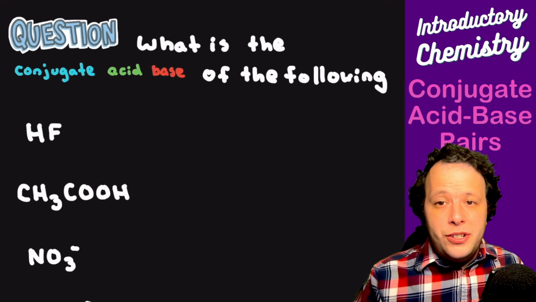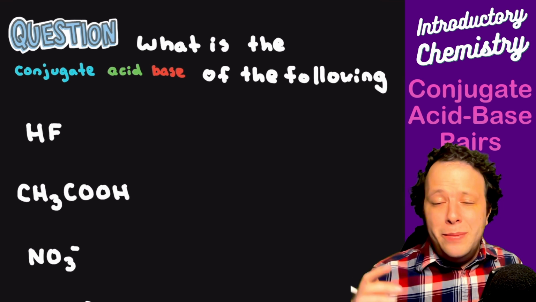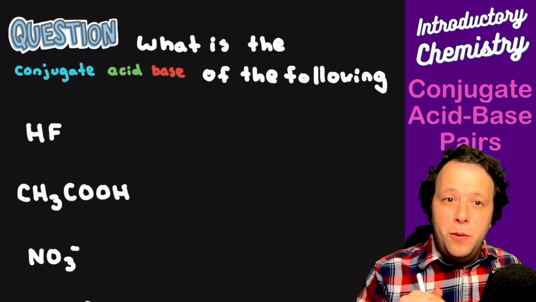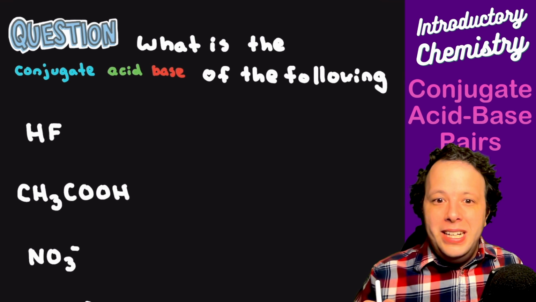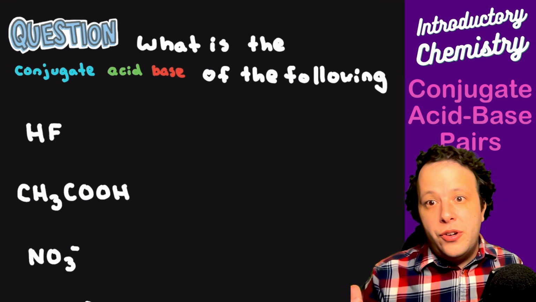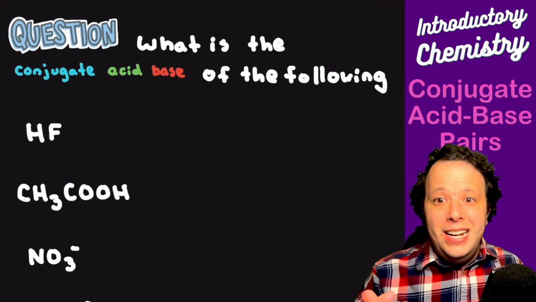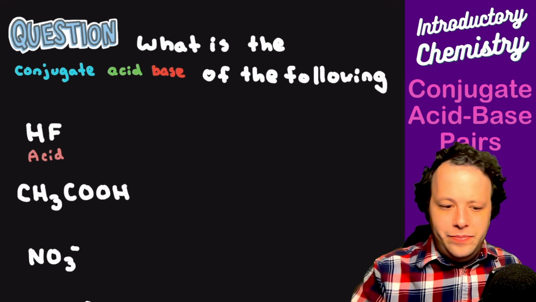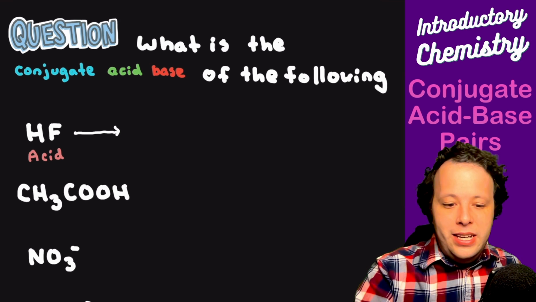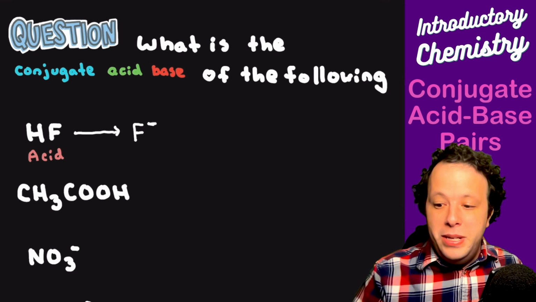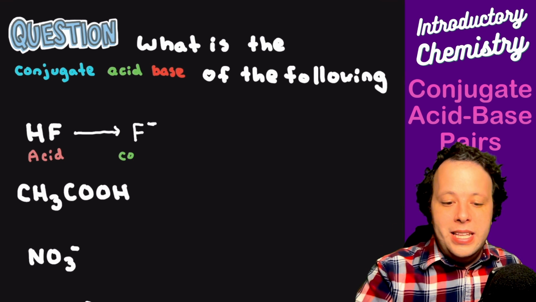A very common question that you will receive on exams, homework, or even on finals is: what is the conjugate acid or base of the following reaction? Meaning that you have to identify if it's an acid or base and then determine what it would turn into. For the first one, I have HF, which is a very common weak acid. When that dissociates in water, it's going to make H plus and F minus. So F minus would be its conjugate base.